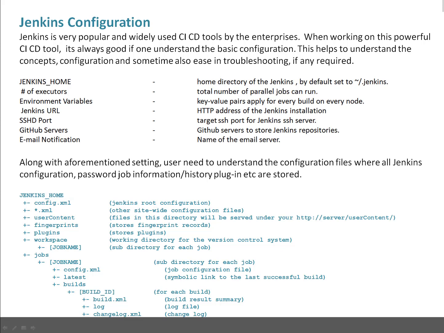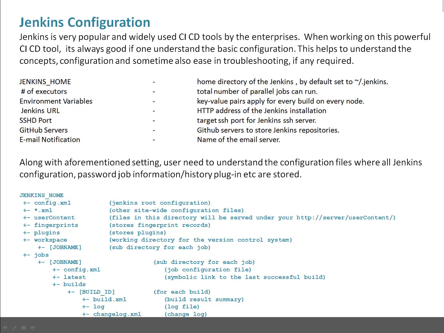Then environment variables, basically these are key value pairs. These are applicable for every build on every node. A key value pair may be, let's say you mention BUILD_USER equal to testuser. So that environment variable will be exported to all the builds. Then guys, Jenkins URL. This is the URL by which you access the Jenkins server.